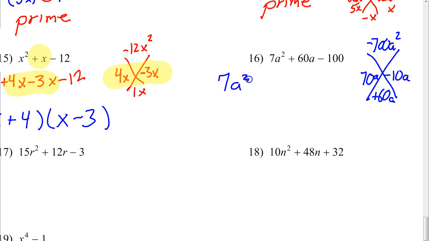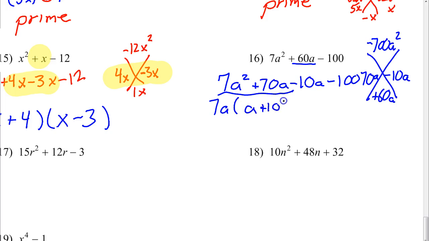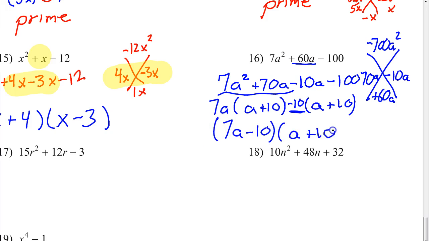So same idea. We're going to replace the 60a here with 70a minus 10a, and then do the grouping. So what goes into those two? 7a with an a plus 10. The second part must be an a plus 10 as well for this to work. And this number, in order to multiply to negative 10a and negative 100, would be negative 10. We have 7a minus 10 and a plus 10.